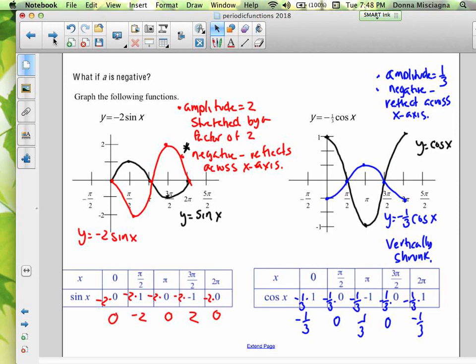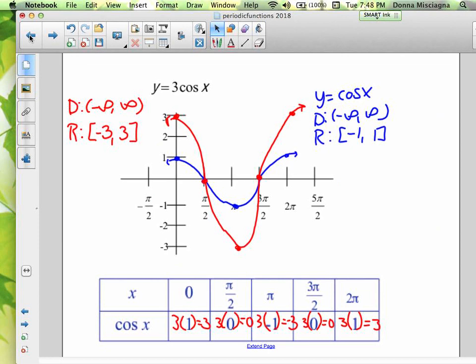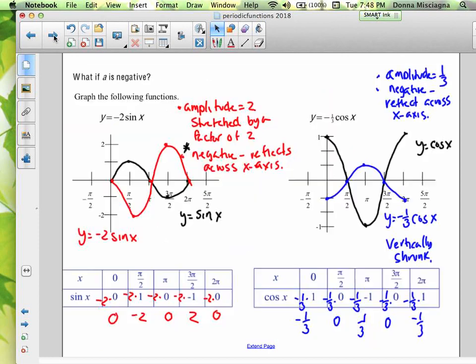Here I have one graphed already. I have y equals -2 sine x. The amplitude is 2, stretched by a factor of 2. The negative is going to reflect across the x-axis. Oh, and I think I had this one for you to graph, perhaps. I don't have the notes in front of me, so just make sure you add in the things you need to. I don't remember if I have this one for you to graph or if it's already graphed for you, or if I didn't include it.